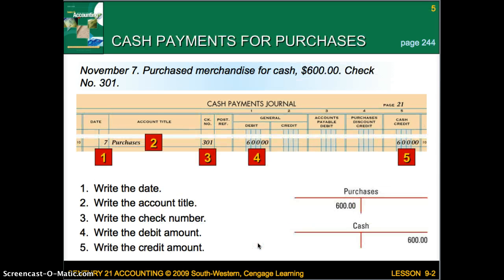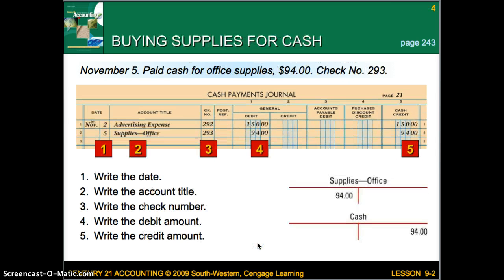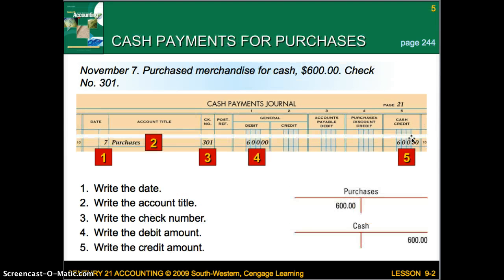November 5th, paid cash for office supplies, $94. We've written our date, our account title, supplies office, our check number, 293, and our amount. Same thing here. Supplies office is our account, 94 debit, and a cash credit of 94.